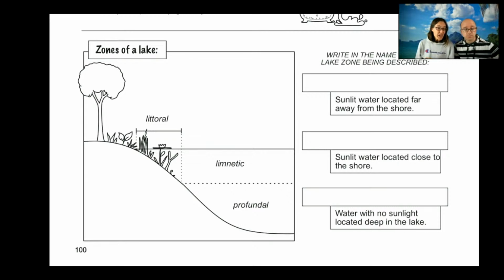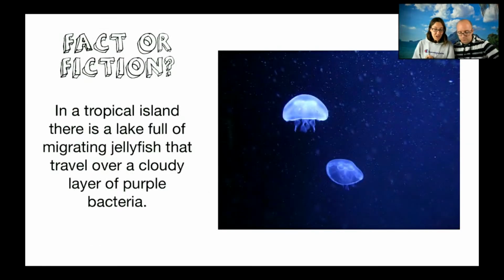And now, Math Dad, we have a couple fact or fiction for you to see if you can tell if these strange, crazy lakes are real or not. Okay, I'm ready. So is there a tropical island here in the world that is full of migrating jellyfish that live over the top of a cloudy layer of purple bacteria? That's oddly specific, but what do you think? Is that true or false?